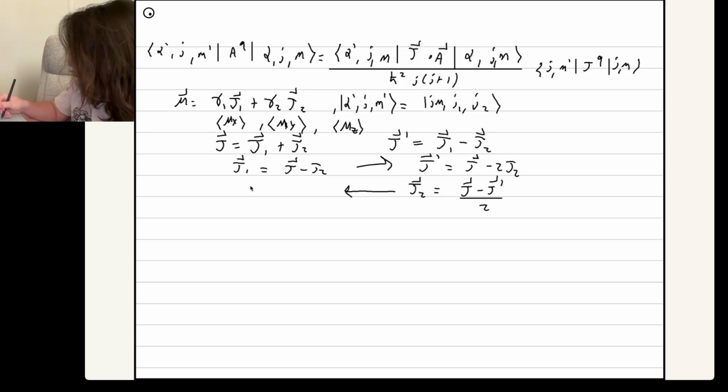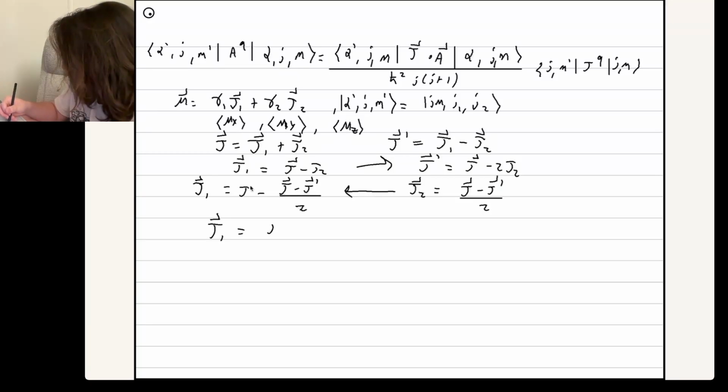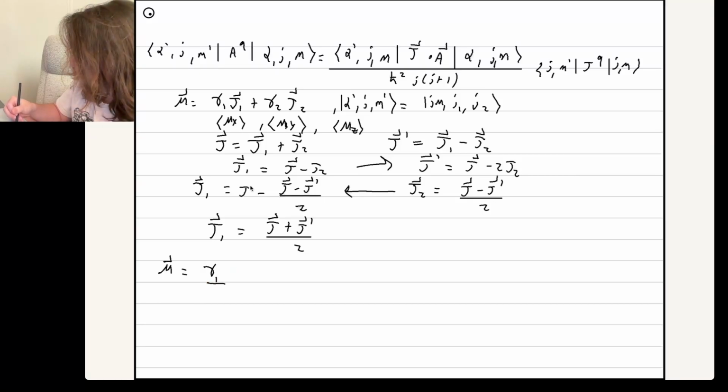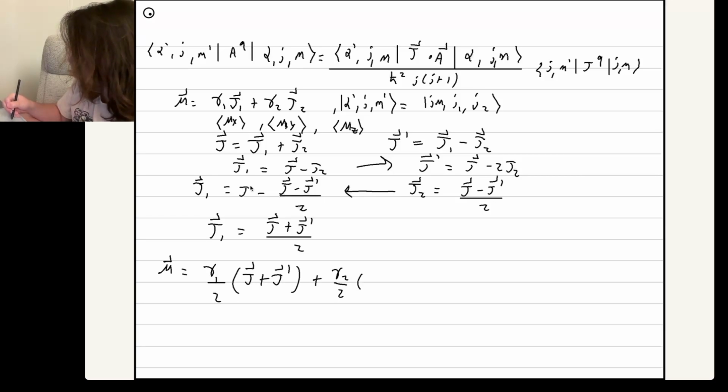And then plug that in over here. You get j1 equals j minus j prime over 2, which evaluates to j plus j prime over 2. Now that we have these, we can plug them into mu, and we'll have a rewritten expression: gamma 1 over 2, and then inside here you'll have j plus j prime, and then gamma 2 over 2, j minus j prime, right in there.